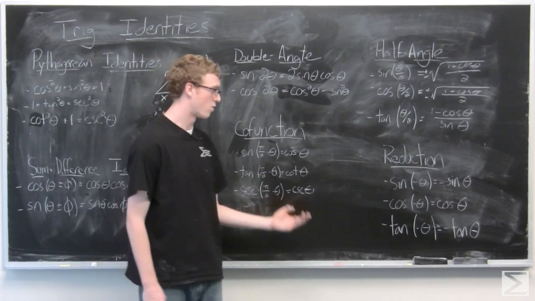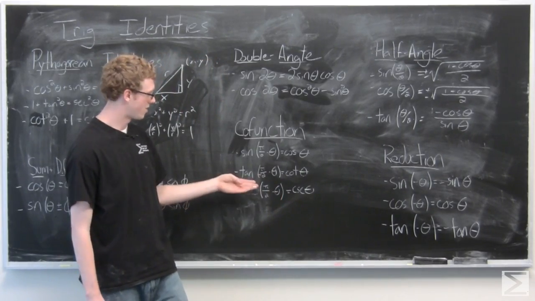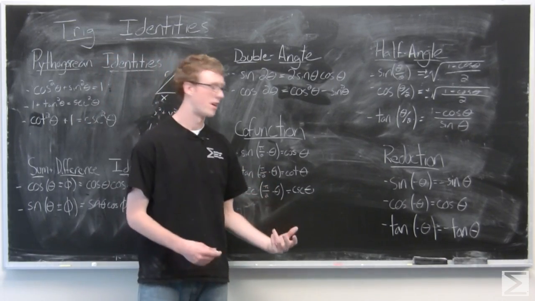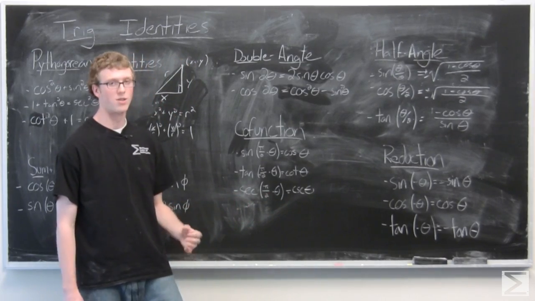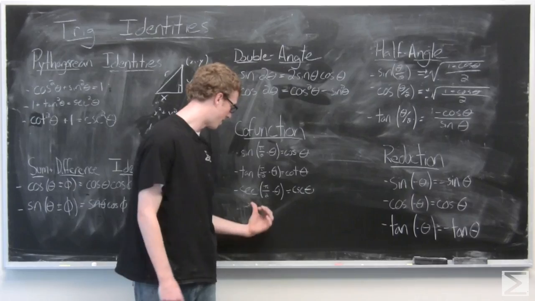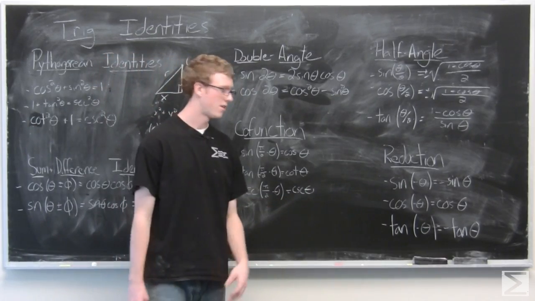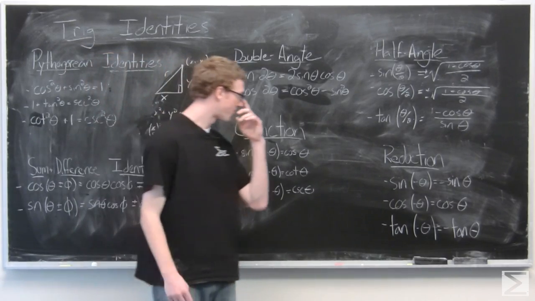You could also do cosine of pi over 2 minus theta is sine theta. Tangent of pi over 2 minus theta is cotangent of theta. Conversely, cotangent of pi over 2 minus theta is tan theta. And then secant of pi over 2 minus theta is cosecant of theta, and cosecant of pi over 2 minus theta would give you secant of theta.